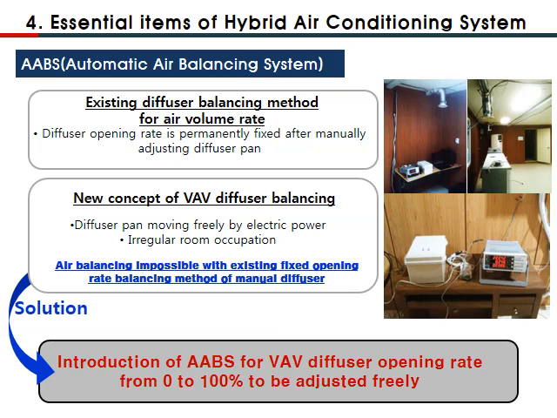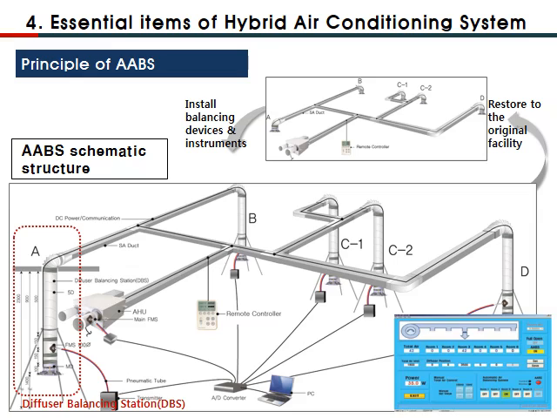with room occupancy. First, as shown in the AABS schematic structure, AABS is to be installed consisting of the following items: diffuser balancing station, related instruments, a computer equipped with the AABS program, and proper wiring. For back-end or manual TAB work using the AABS computer program and/or for rehabilitation work, the system is to be sent to the original facility after completion.